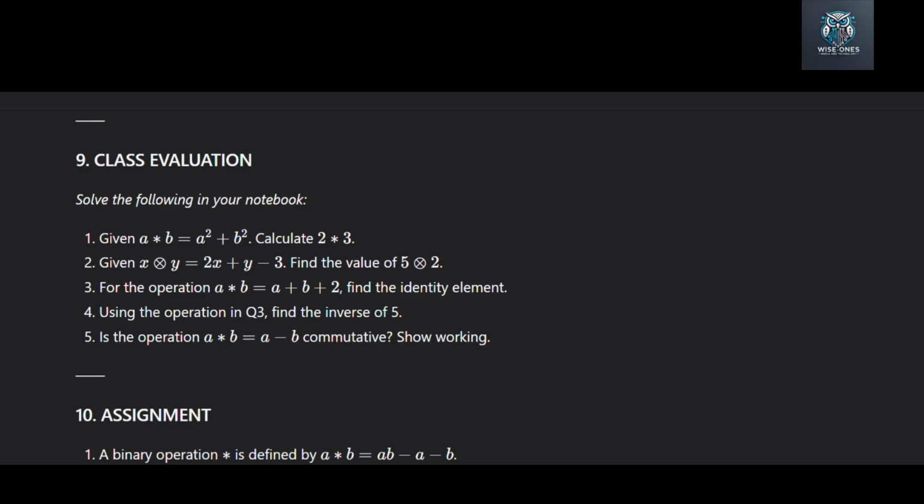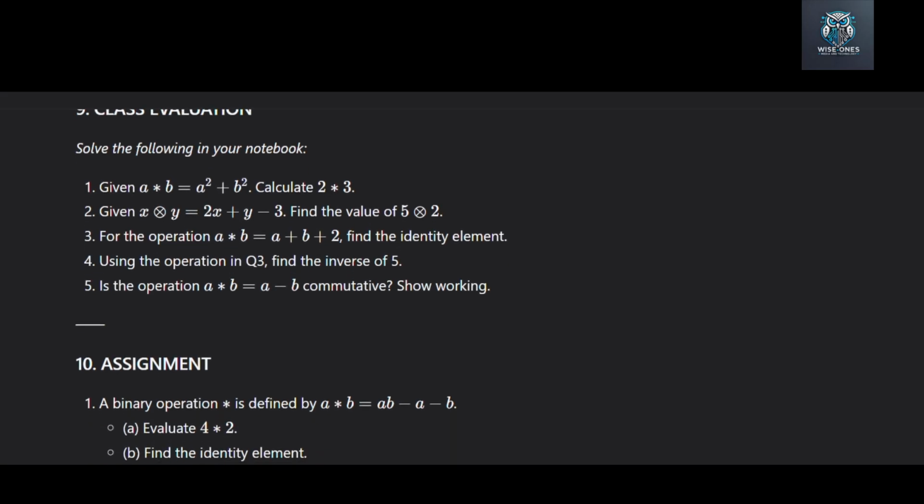Question 3. For the operation a star b equals a plus b plus 2, find the identity element. Question 4. Using the operation in question 3, find the inverse of 5. Question 5. Is the operation a star b equals a minus b commutative? Show working. Take your time. Write down your steps for your assignment.